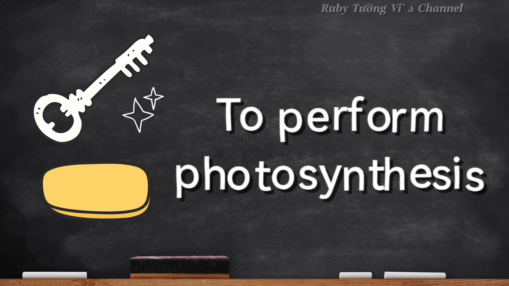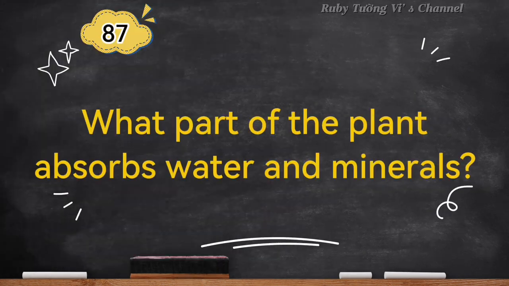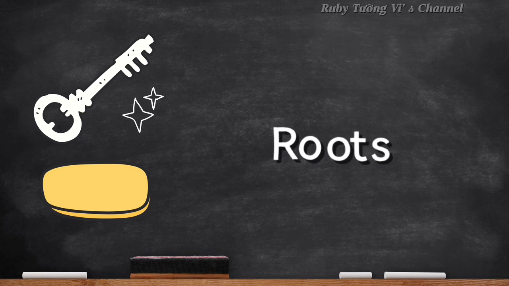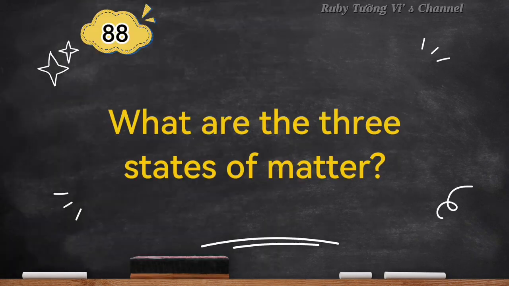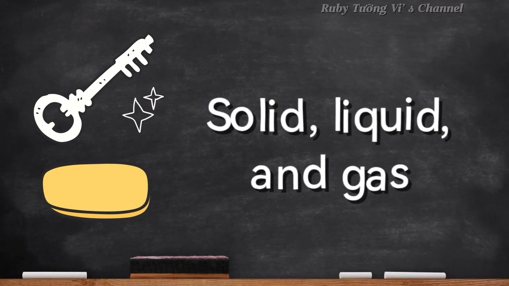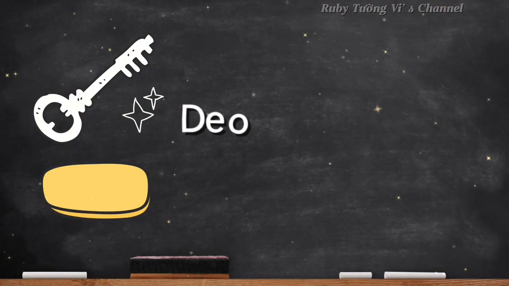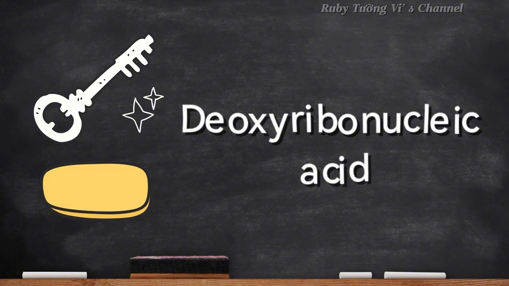To perform photosynthesis. What part of the plant absorbs water and minerals? Roots. What are the three states of matter? Solid, liquid, and gas. What does DNA stand for? Deoxyribonucleic acid.